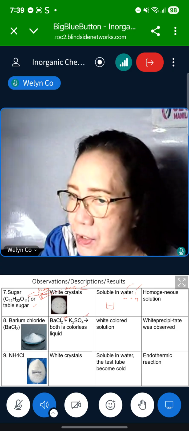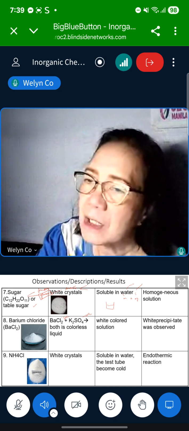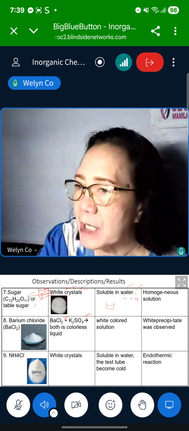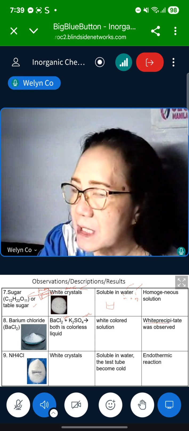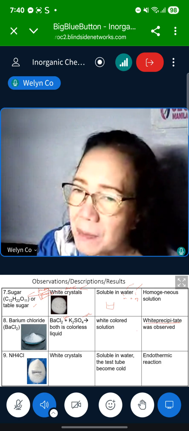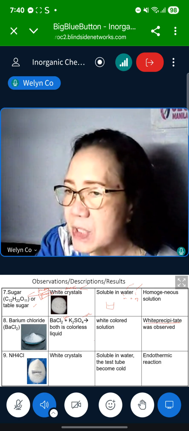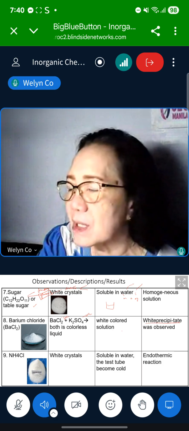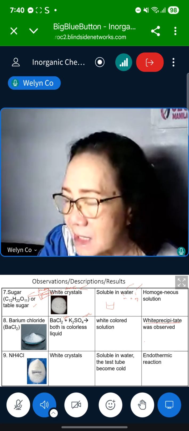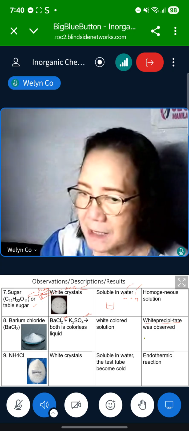barium chloride solution to potassium sulfate solution. So they are both colorless liquids. Then, when we combine them together, this is where we can observe the white precipitate. So the process is what we call precipitation. Dinidiscuss ko, mga bata, the process is precipitation kasi liquid substances forming solid particles, so that is what we call the precipitate. So the product of precipitation is a precipitate.